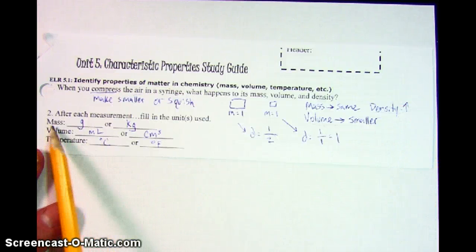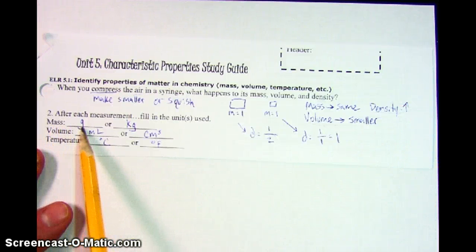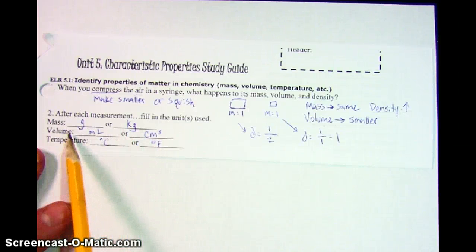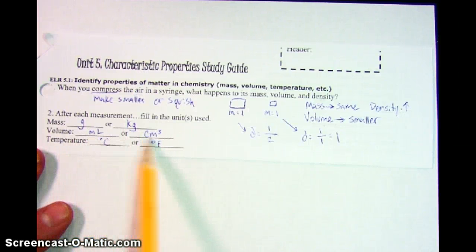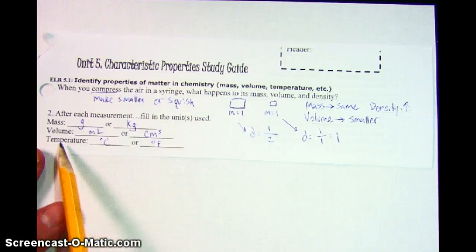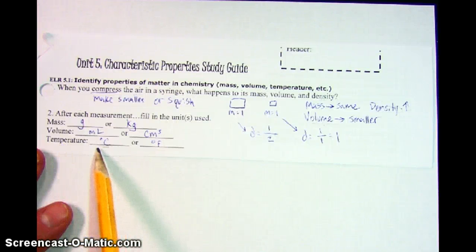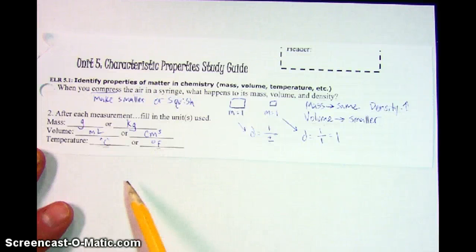Question number 2. The mass units that we use in this class are grams and kilograms. For volume, we use both milliliters and centimeters cubed. And temperature, we almost always use Celsius, but Fahrenheit is another unit that we could use also.